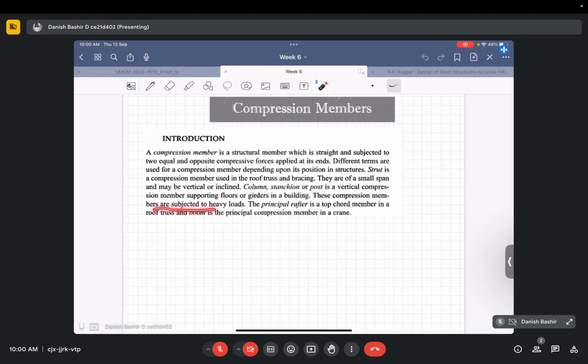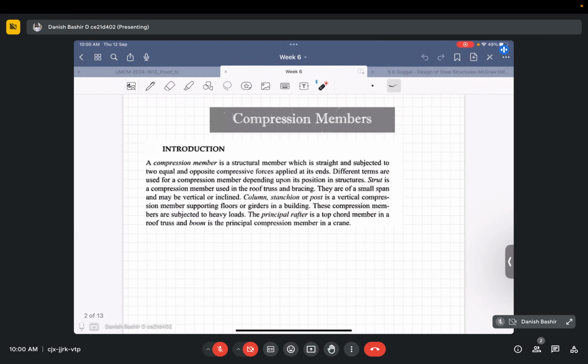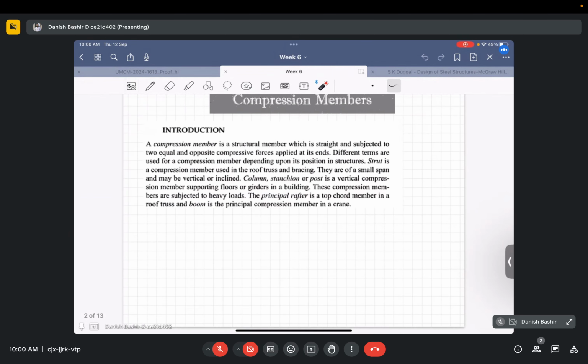These compression members are subjected to very heavy loads. The principal rafter is the top compression member in a roof truss, and the boom is the principal compression member in a crane. These are the different terms that we use for compression members: strut, column, rafter, and boom. We use them for designating our compression members.